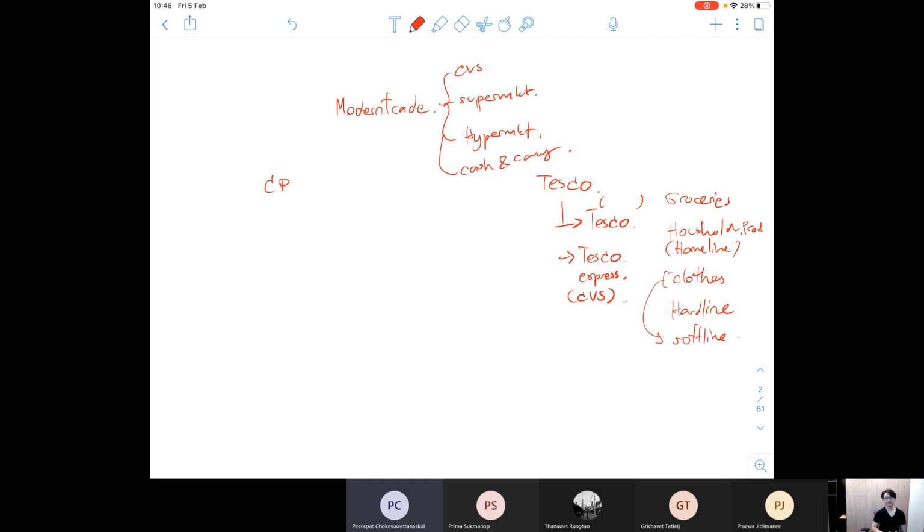Could you come up with a store in Thailand that is categorized as cash and carry? 7-Eleven? 7-Eleven is more CVS. It's a convenience store. Yes. Macro. Yes, Macro. So cash and carry is like Macro. All right.